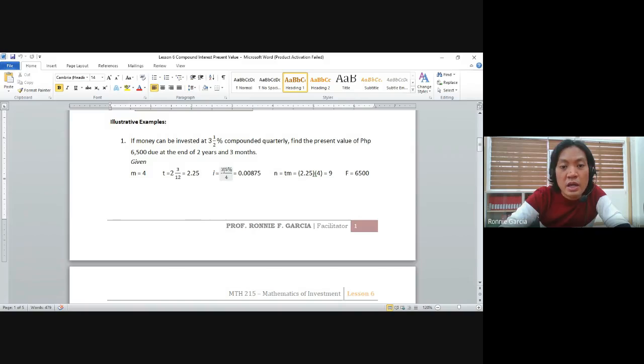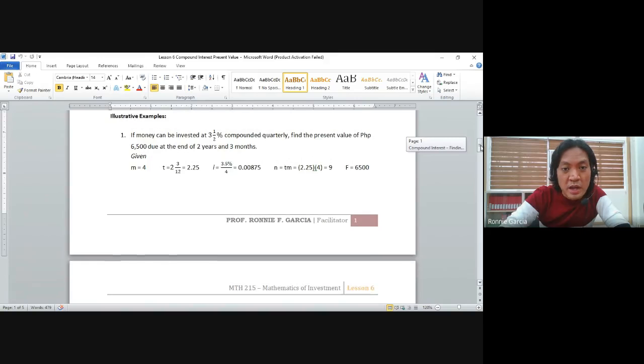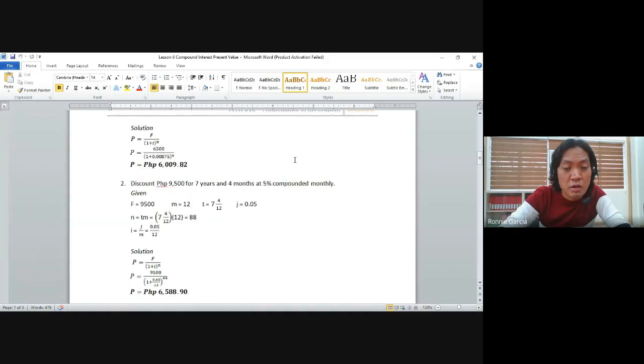Our i, which is equal to j over m, is 0.00875. That's 3.5% divided by 4. And our n, which is equal to t times m, is equal to 9. That is 2.25, our t in decimal form, times m, which is 4, the quarterly. That's why we have 9. And our 6,500 is also important. That will be our numerator, our F. So applying the formula and substituting all those values, we can obtain 6,009.82 or 6,009 pesos and 82 centavos. So be sure to try solving this using your own calculator.